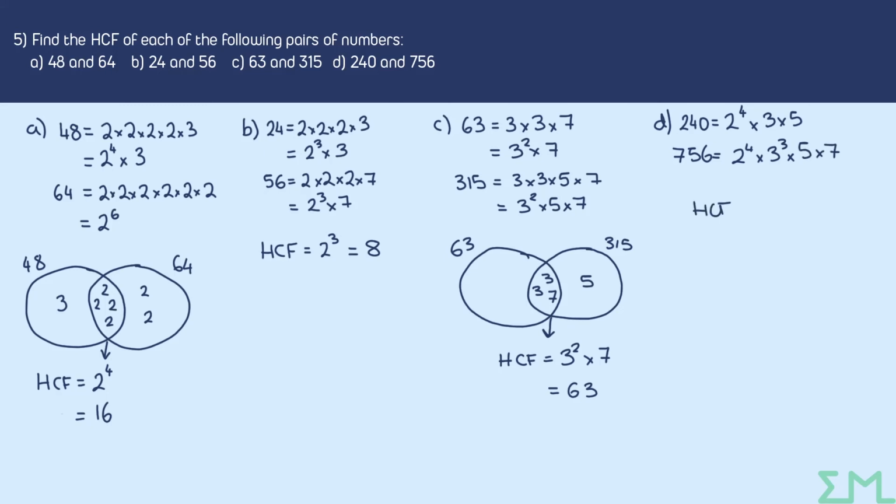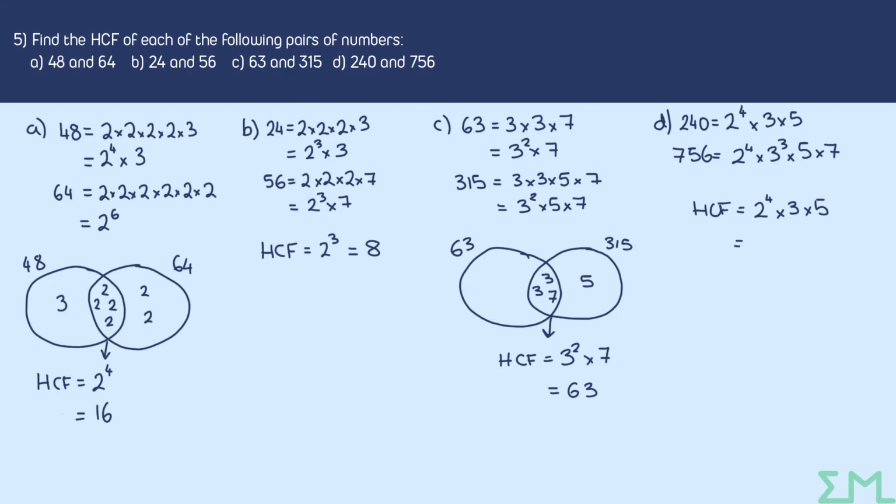So back to the other method where we go through each prime number and take the lowest. 2 to the 4 and 2 to the 4, we take those. 3 to the 1 or 3 cubed, take the lowest power, so I take 3. The 5, same power in both, so I just take 5, and the 7, that only appears in one of them, so I take the lower power, which is not to have one. So we are done with our HCF.